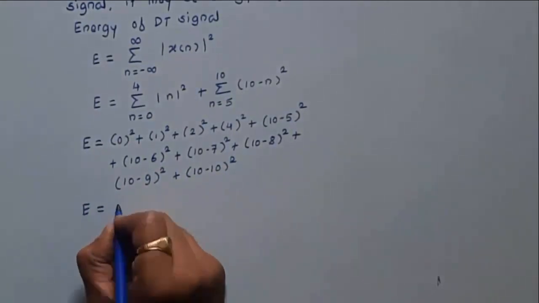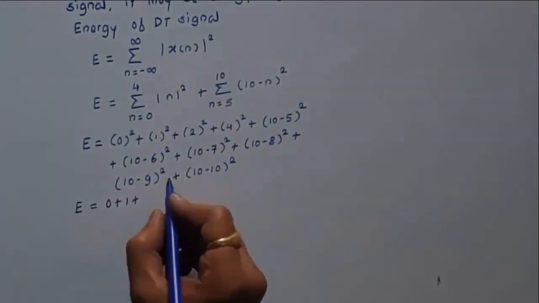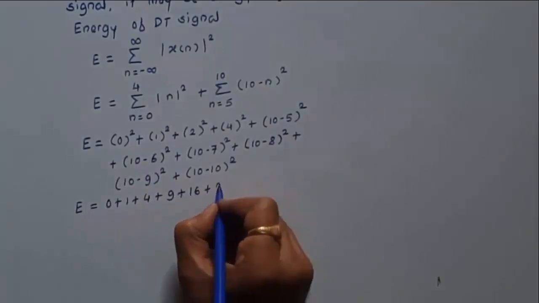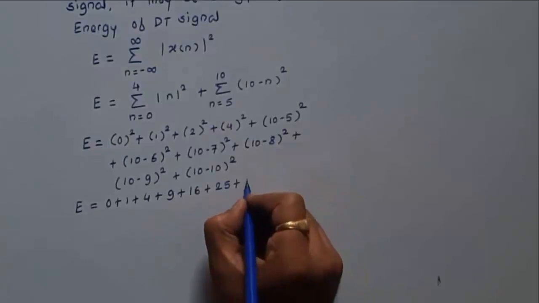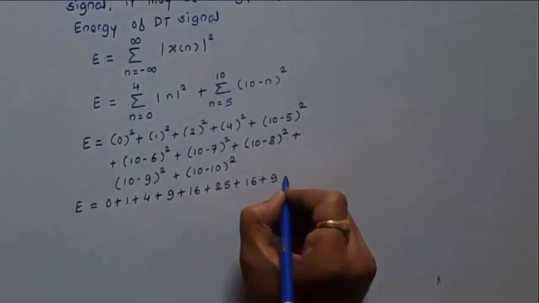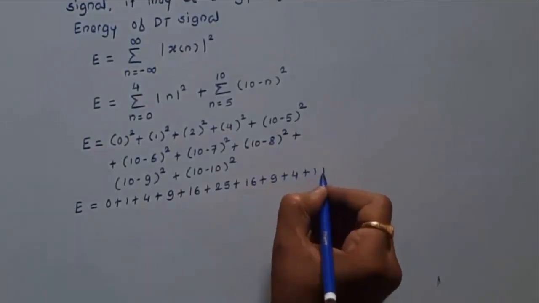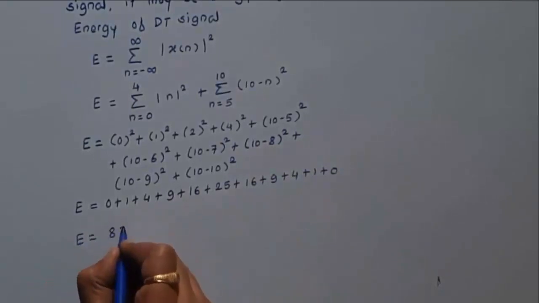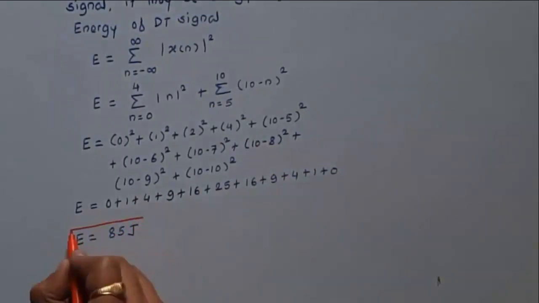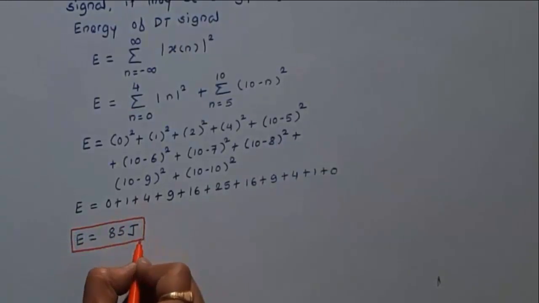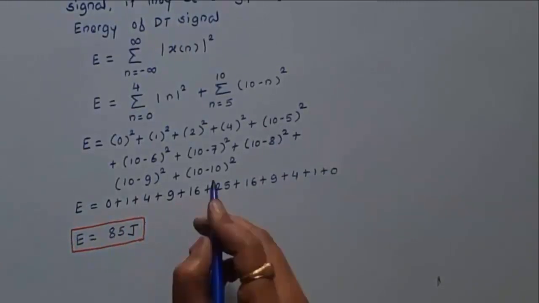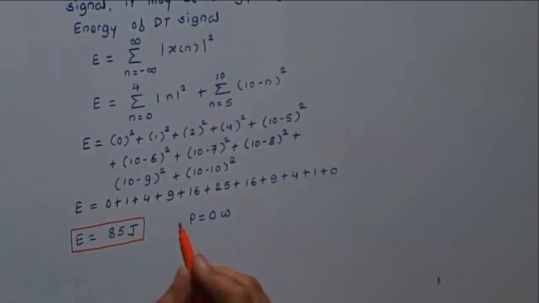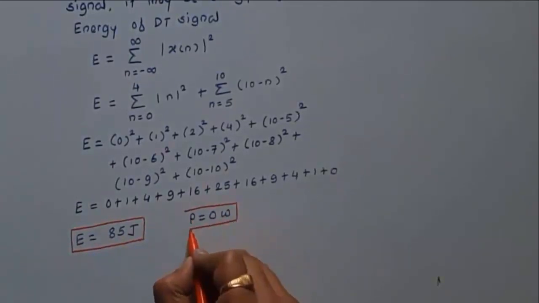If we simplify, we'll get the result. In the above term, I missed 3 square. So energy E is equal to 85 joule. As the given signal has non-zero and finite energy, it is an energy signal. Hence, its power will be 0 watt.